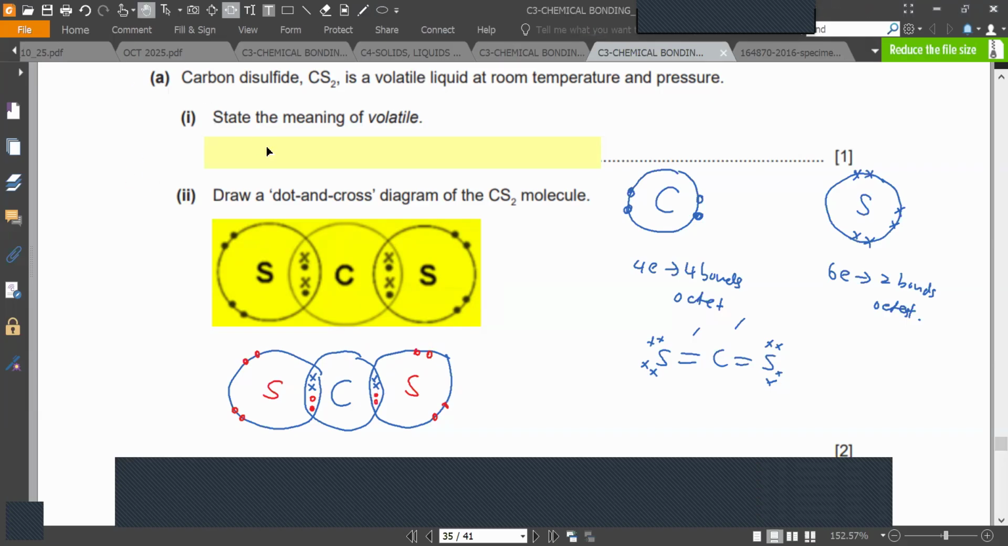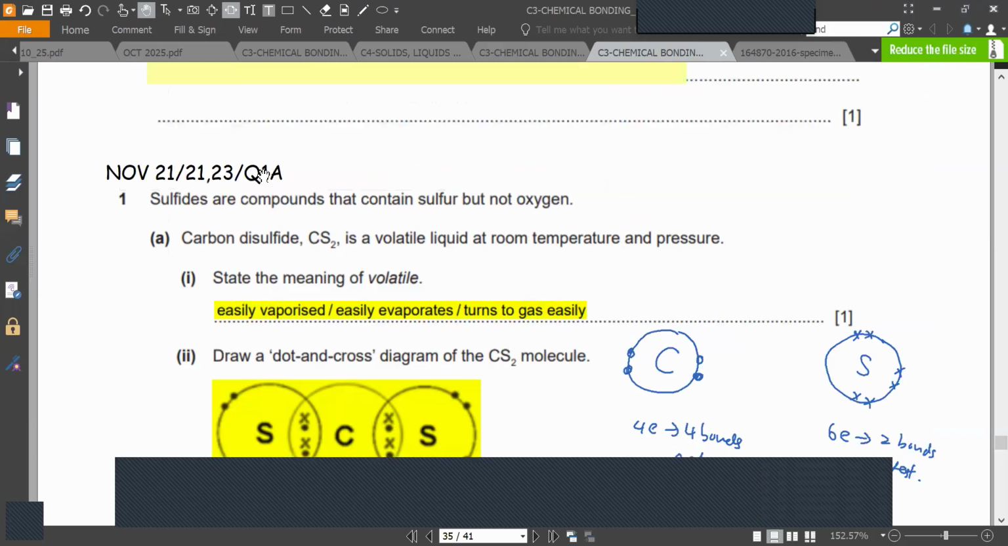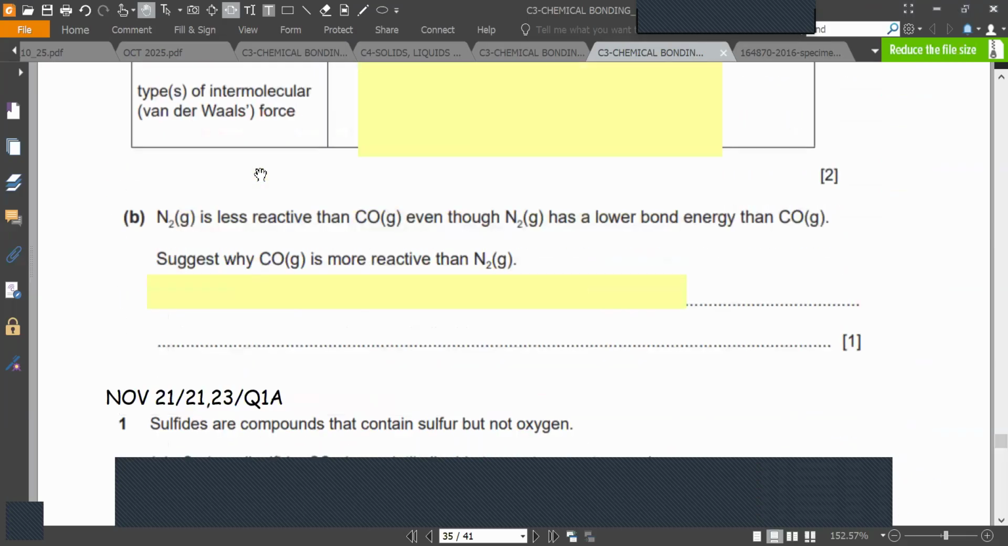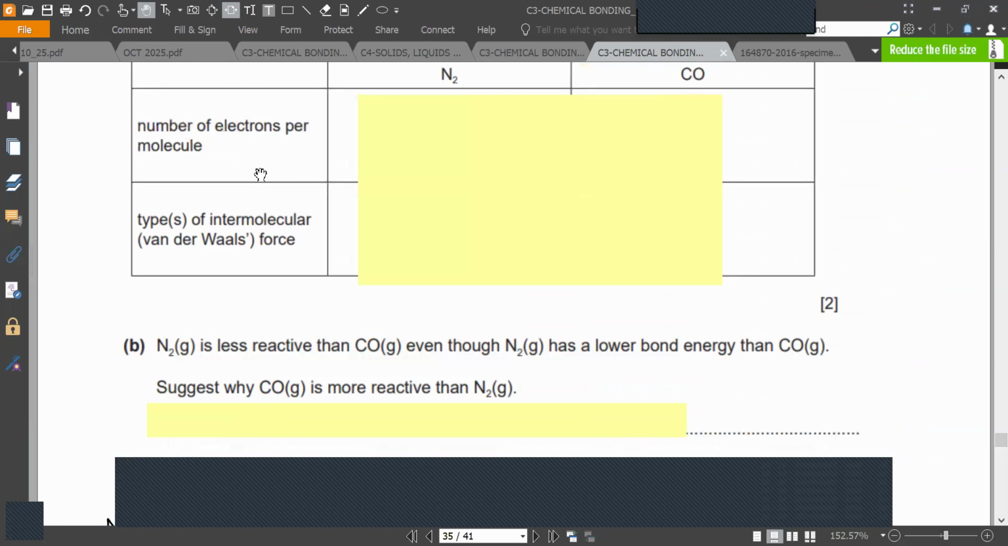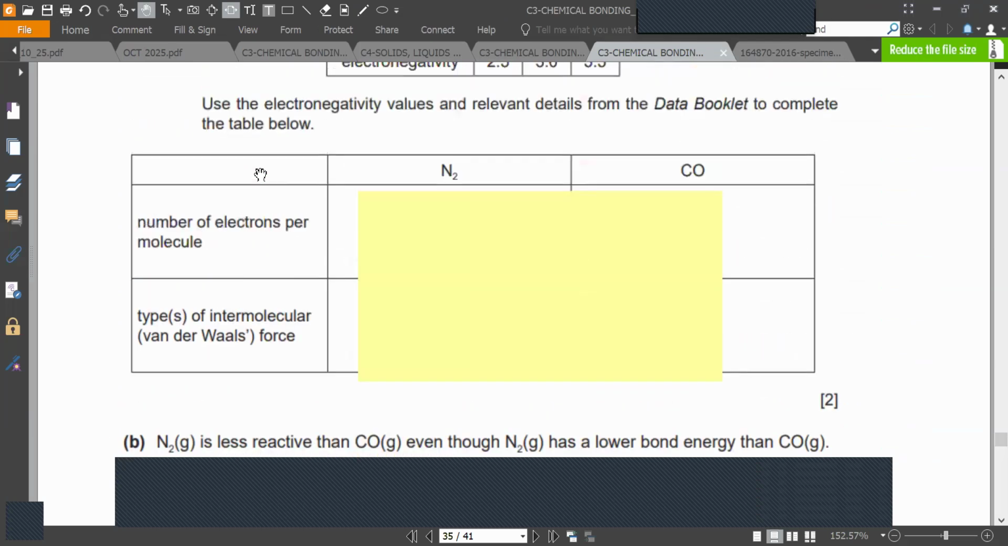State the meaning of volatile, not important. Easily vaporized. Okay, next, nitrogen. Maybe better we start here.